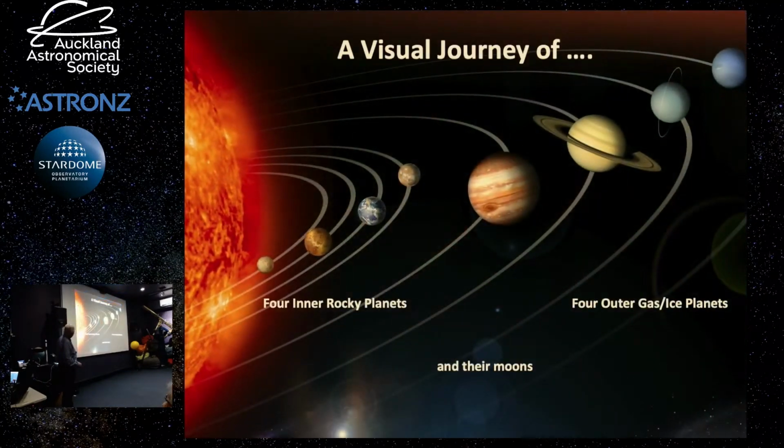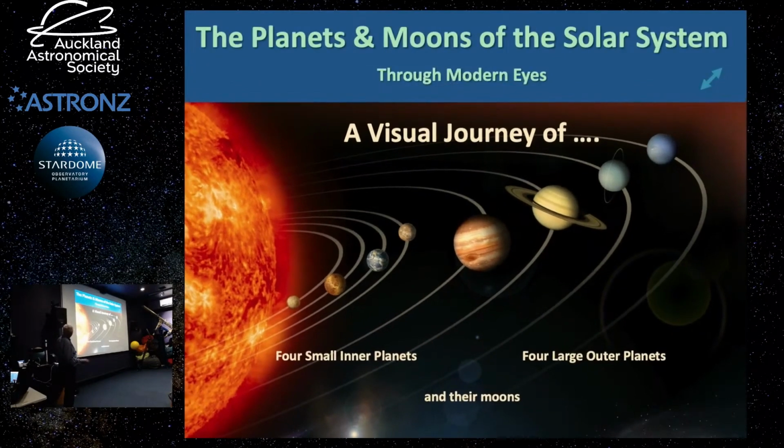And today we're going to go on a visual journey. We're going to focus just on the planets and a few interesting moons along the way: the 4 inner rocky planets, the 4 outer gas and ice giants, and some of the moons. So we're going to have a visual journey of these planets. That's why tonight's talk is the planets and the moons of the solar system through modern eyes. We'll get some images from recent rovers and computer simulations and so on.